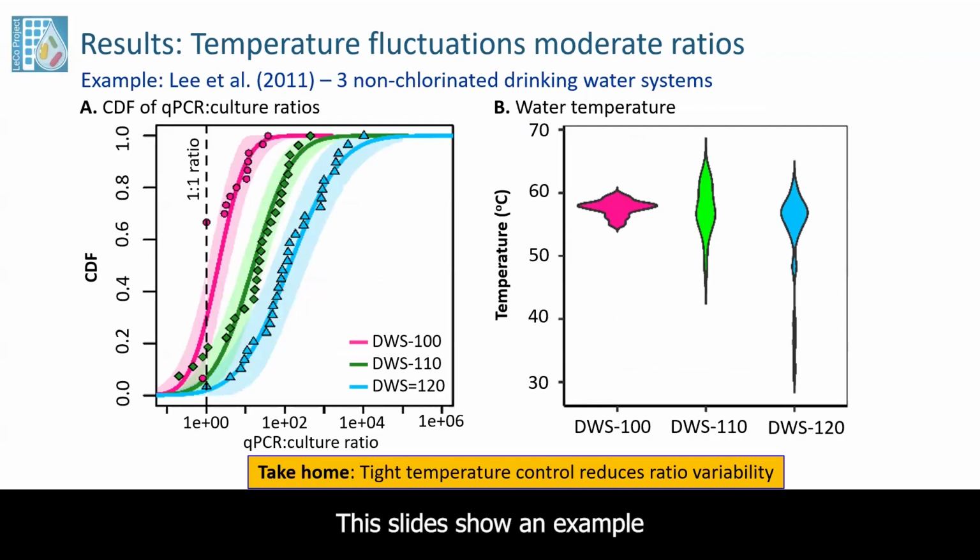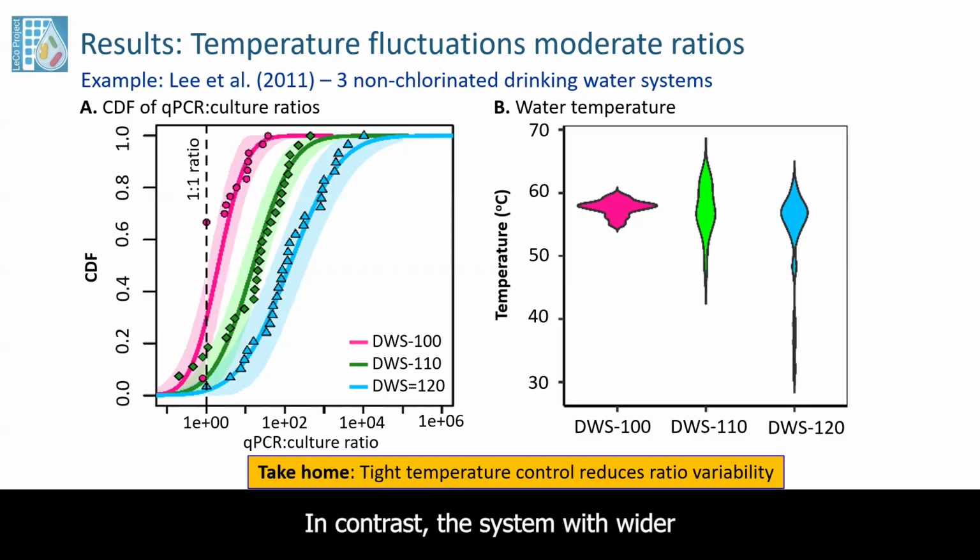The slides show an example from 3 non-chlorinated hospitals, focusing on how system condition affects the qPCR to culture ratios. In panel A, we see the cumulative distribution of the qPCR to culture ratio for the 3 buildings. We can see that the distribution of the ratio varies substantially between sites. Panel B shows the distribution of water temperature recorded at each site. We can see that the system with the narrowest and highest temperature, system 100, also has the most stable and lowest qPCR to culture ratios, clustered close to 1:1.